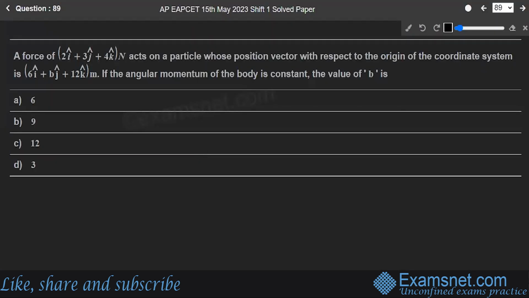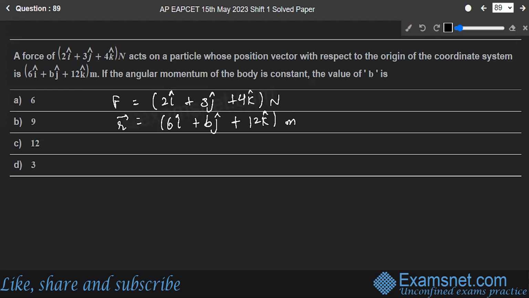Question number 89. A force of 2i plus 3j plus 4k, this force vector in Newton, acts on a particle whose position vector with respect to the origin of the coordinate system is given by 6i plus bj plus 12k meters. If the angular momentum of the body is constant, what is the value of b? Okay. So you're given that the force is given by this vector. Let's write it down. And position vector r is given by 6i plus bj plus 12k meters.